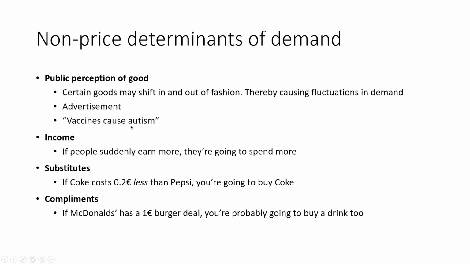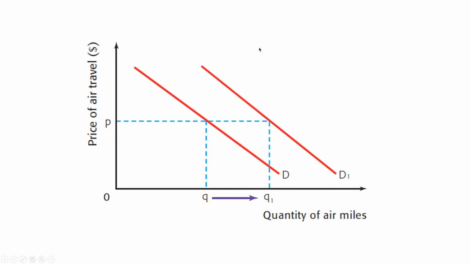Of course, you have the old classic, vaccines cause autism. So for example, when people start saying, oh no, vaccines cause autism, then the demand for vaccines might shift inwards because people think, okay, I'm not gonna buy these vaccines. I don't want my kids to have autism.